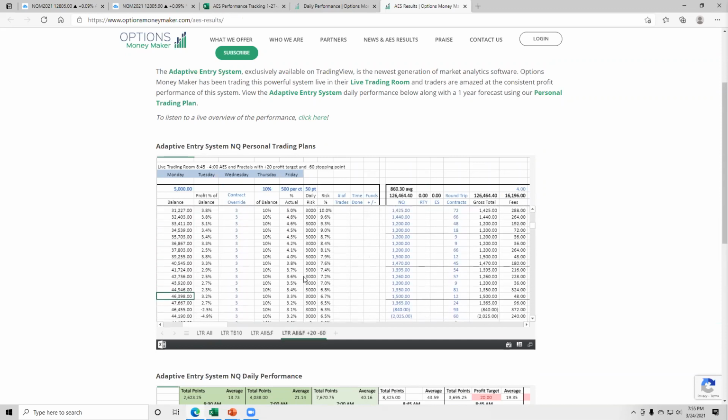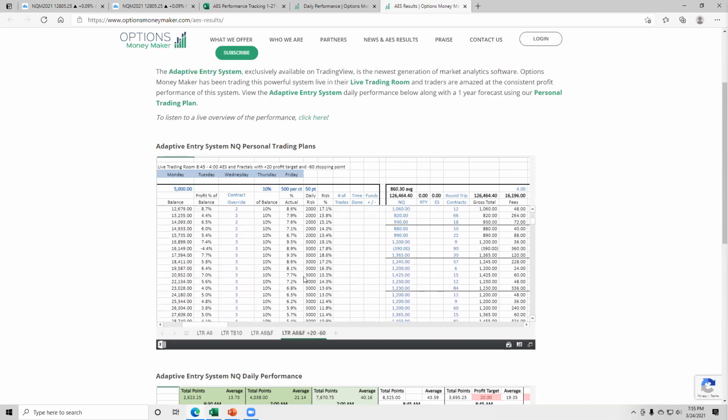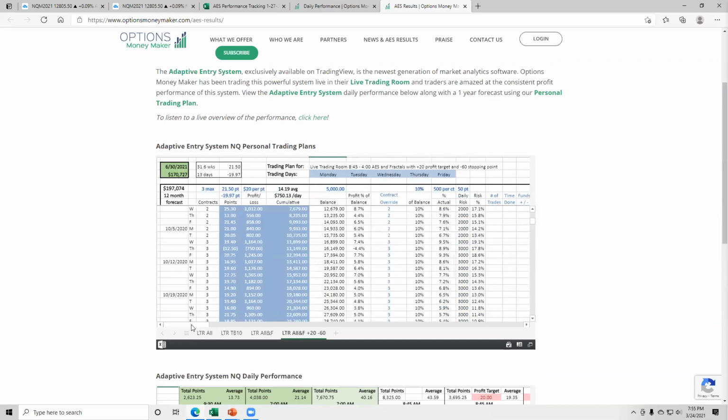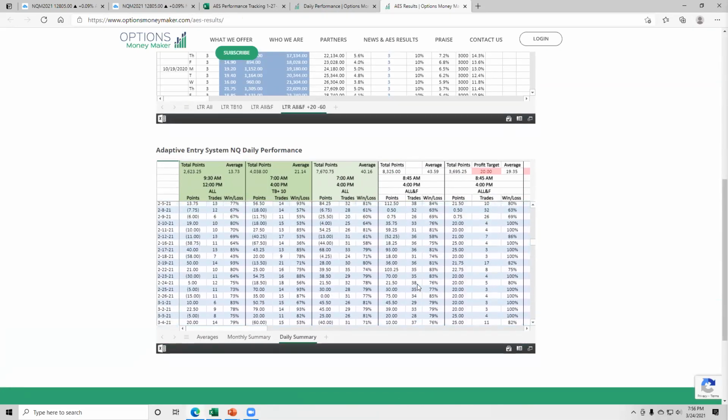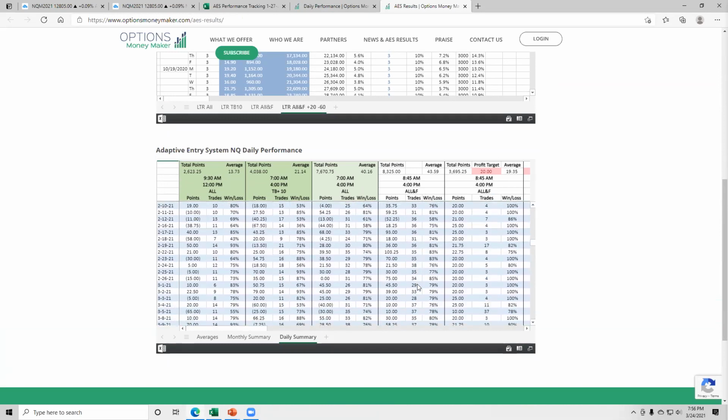which forecasts out, if you can go all the way to, what's it forecast out to? So that goes to $197,000 in 12 months. And again, this is stopping at 20 points of profit, or if you're down 60 points, you stop at 60 points. And then below that, there's then all the individual daily results as well. So that's all available to you.